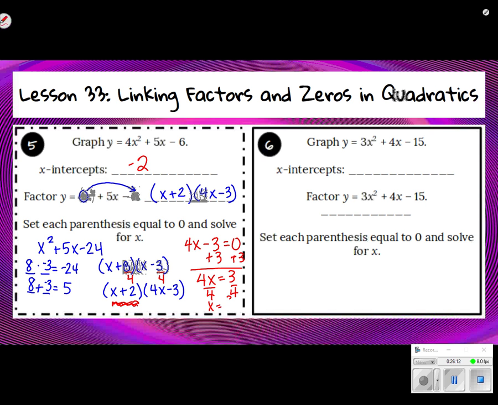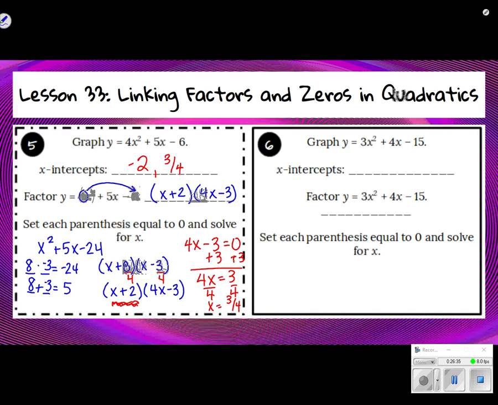x equals 3/4. So this one might be one where it wasn't easy to tell on the graphing calculator. The graphing calculator intercept may have been more helpful. But if you have a fraction or decimal or something like that, it's because you have this slide and divide component. So slide and divide isn't going away.